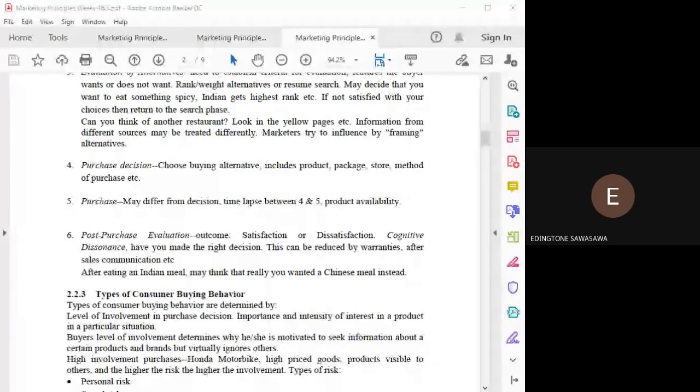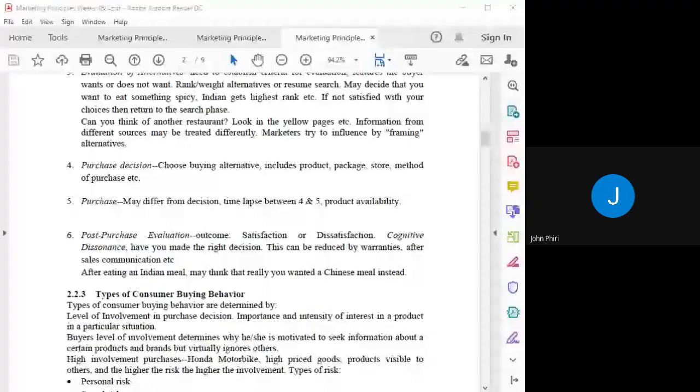Yes, sir. Your expectations are less than your experience. What kind of feeling can you have? Meaning, a product that you bought or a service that you have received is more than what you expected. What could be your feeling? You feel very great, sir. Oh, okay. Is it a great feeling? You feel excited.